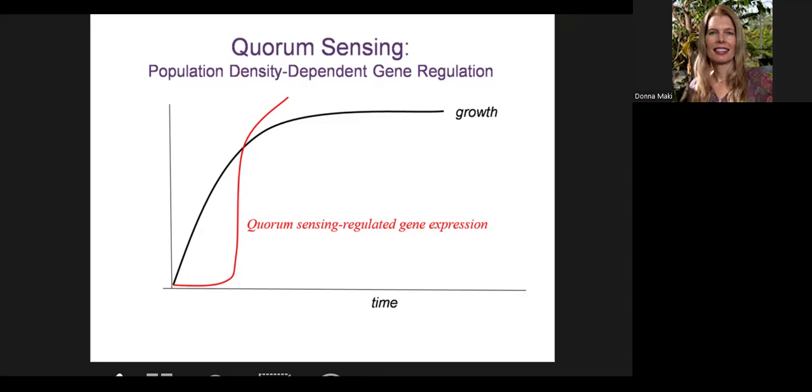And once you get a high enough amount of cells, so it's density dependent, and a chemical signal, then you'll get a shift in gene expression because of that quorum sensing going on. So all the pathogens that have been studied so far have shown some ability to do this.